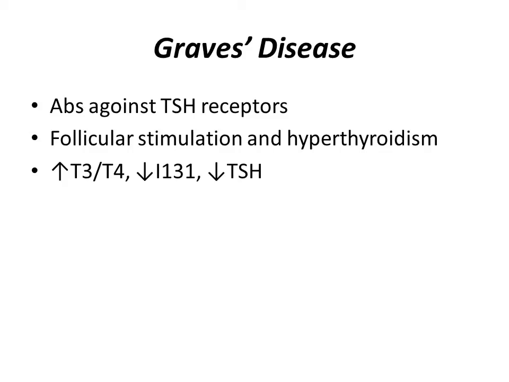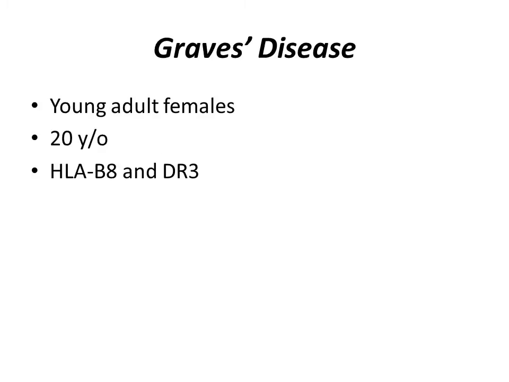Graves' disease is produced by antibodies against TSH receptors. There is follicular stimulation and hyperthyroidism, and it classically shows increased T3 and T4, increased iodine 131 uptake, and decreased TSH. It usually occurs in young adult females around 20 years old, and there's a strong association with HLA-B8 and DR3.